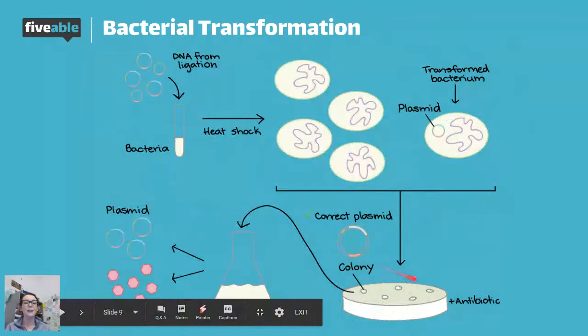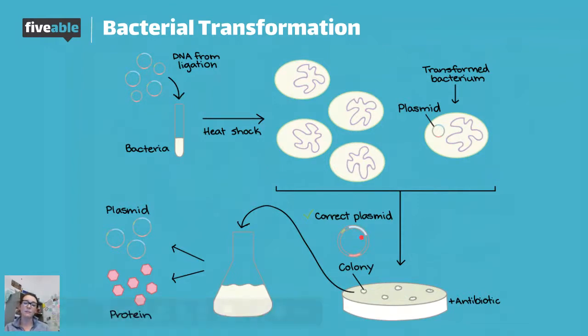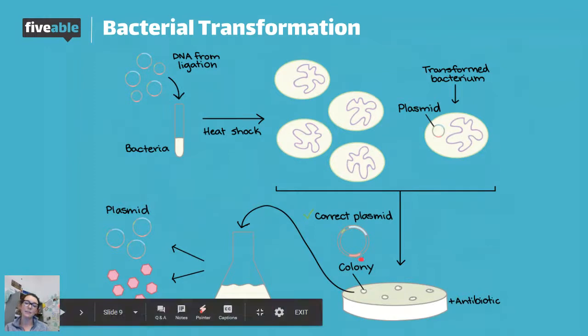So this is selecting for successfully transformed bacteria. And this is a really important concept to understand. So if you have questions, please ask, because this is complicated, but very, very important. Okay, so again, we are conferring this plasmid for a protein of interest, but we're carrying it with a gene for antibiotic resistance so that we can select for it later on.